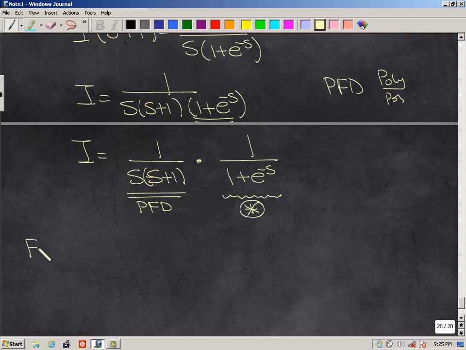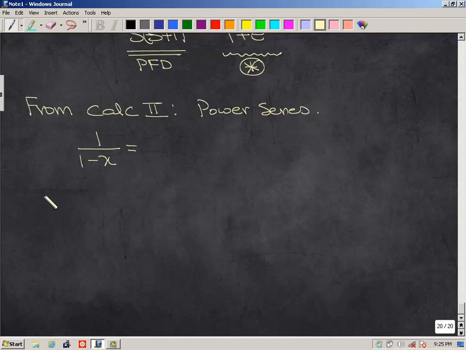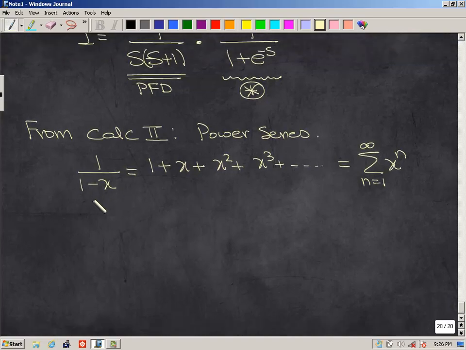So from Calculus 2, if you remember, we studied power series. You think you forgot all about that? We have to do a lot more power series in this class. So if you remember, we did this power series for 1 over 1 minus x. If you recall, it was 1 plus x plus x squared plus x cubed plus dot dot dot. In a compact form, we wrote it this way: sum from 0 to infinity of x to the n. I hope some of you remember that. If not, it's a good reminder here. That's a power series for 1 over 1 minus x, this function.